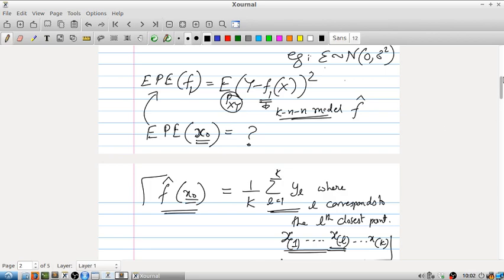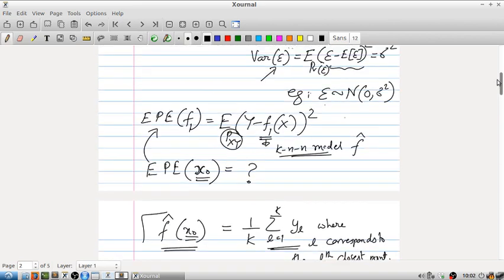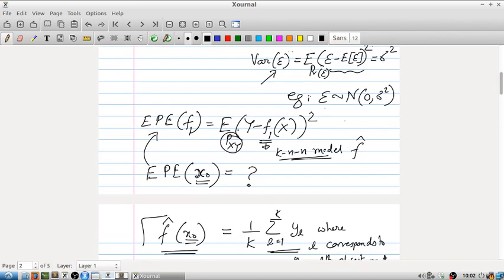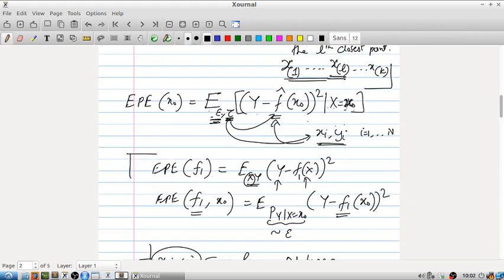So that's the first reduction. Originally, in the EPE definition, X and Y are random variables, and I'm going to fix X to be X naught, okay? Then, forget about the tau, this part here is saying I'm going to fix the test point to be a fixed value X naught, okay? Then the only randomness is Y, and therefore I just substitute the expectation with just the randomness in Y, okay?